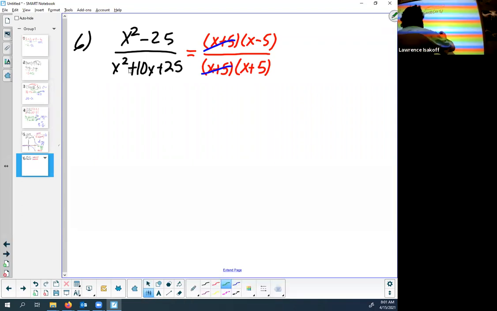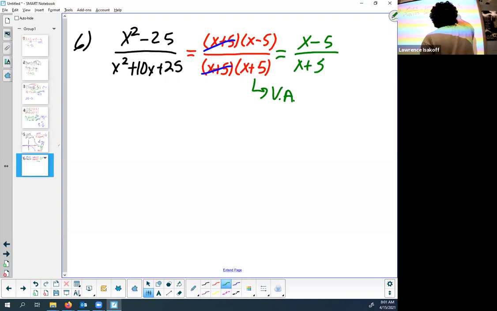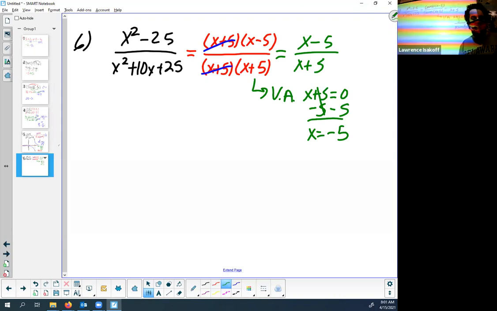So here with this for my vertical asymptote, that's just going to be x plus 5 equals 0. I get x equals -5. Okay, that's where my vertical is.